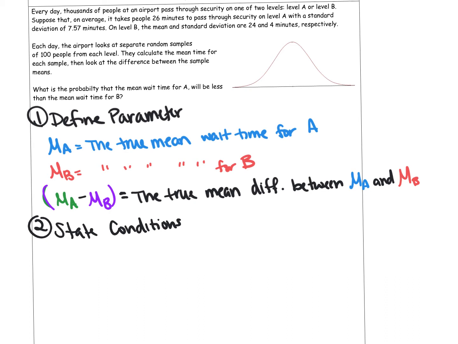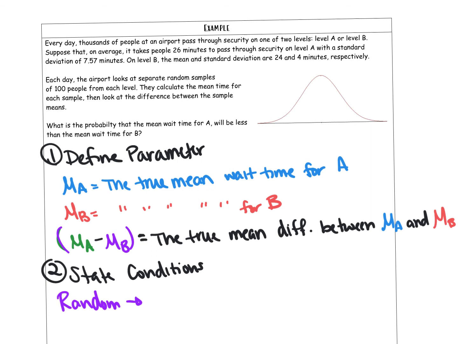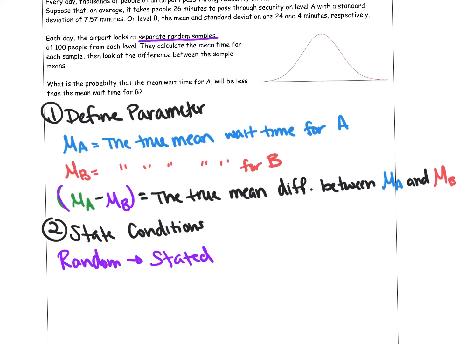And when we state our conditions, remember, the first condition is our random condition. So we want to make sure that both samples were chosen randomly. And if you come up here, it tells me that they took separate random samples. So because this is stated already, we're good on the random condition part. We have that stated in our problem.